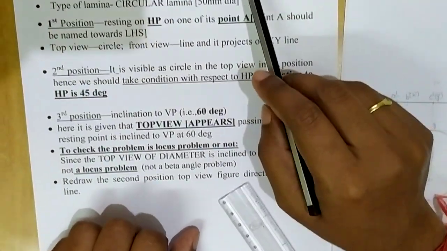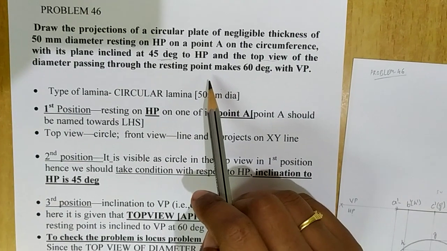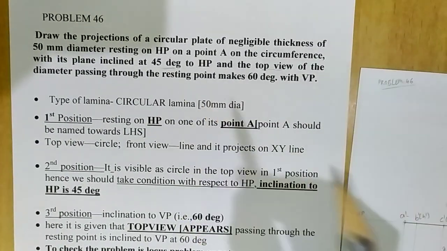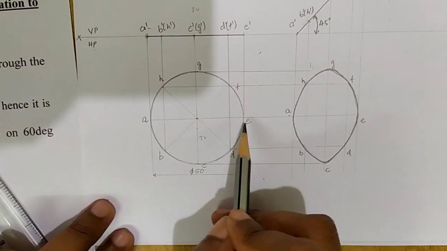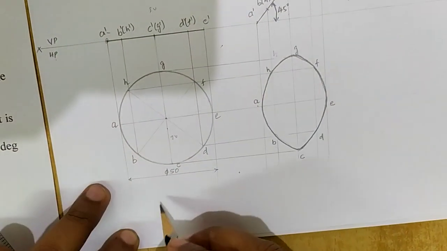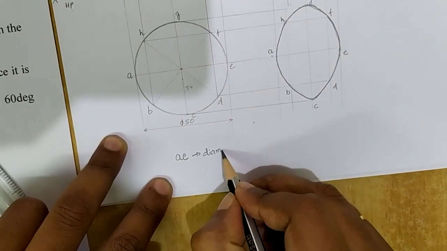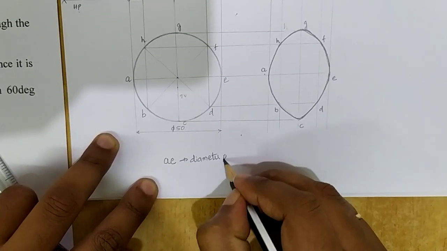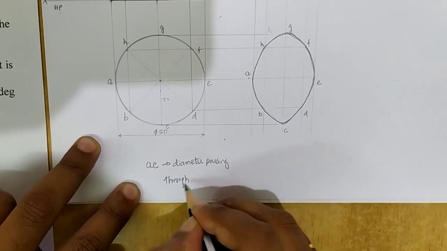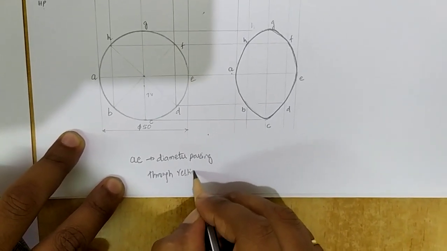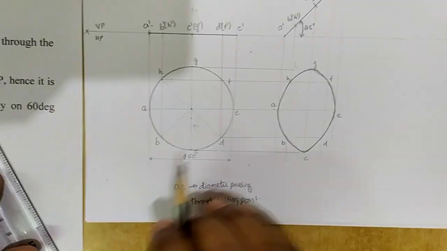You can observe here the top view of the diameter passing through the resting point. Which is the resting point here? Point A. So A is the resting point. And which is the diameter passing through the resting point? AE. So AE is the diameter passing through the resting point. But what type of diameter is he talking about?